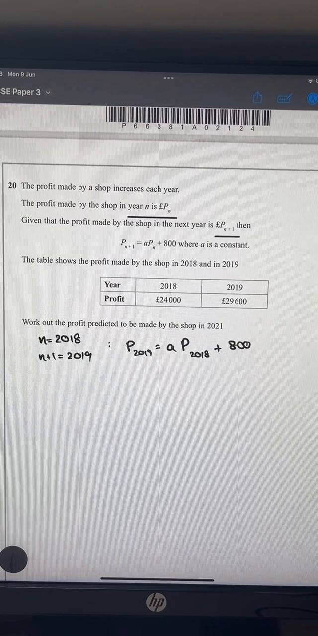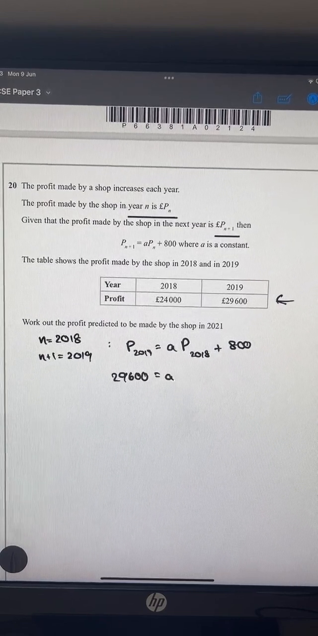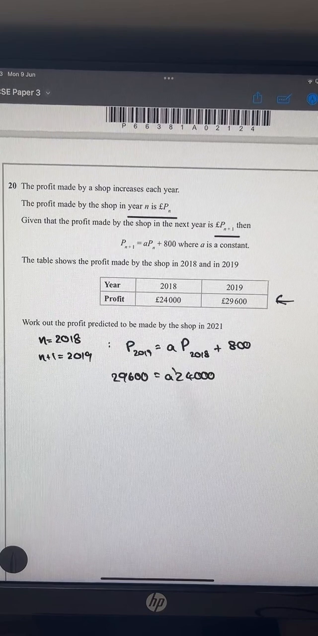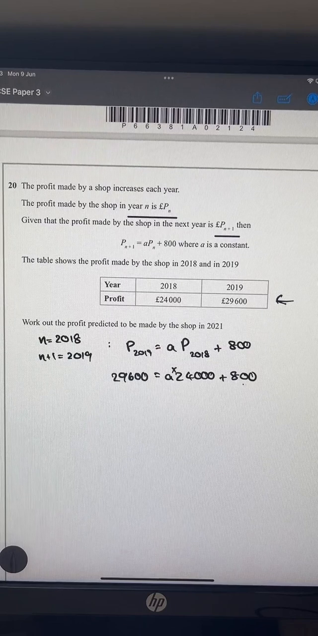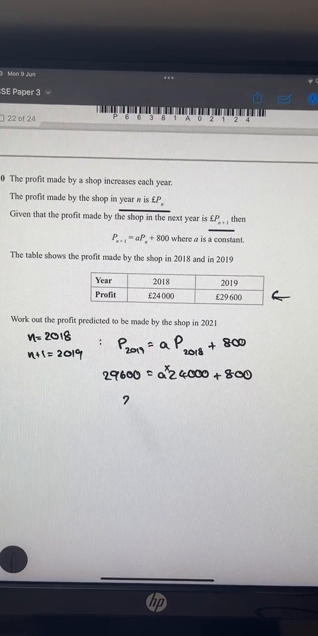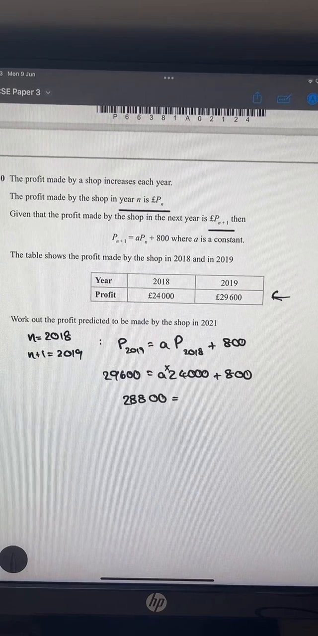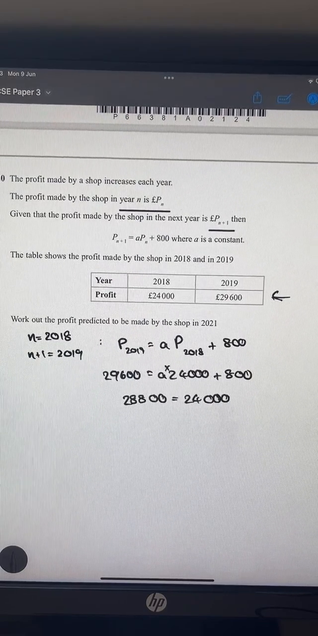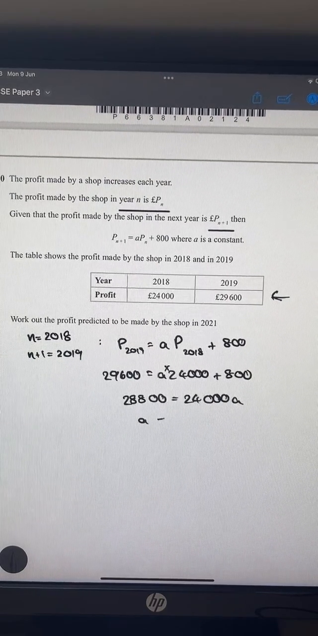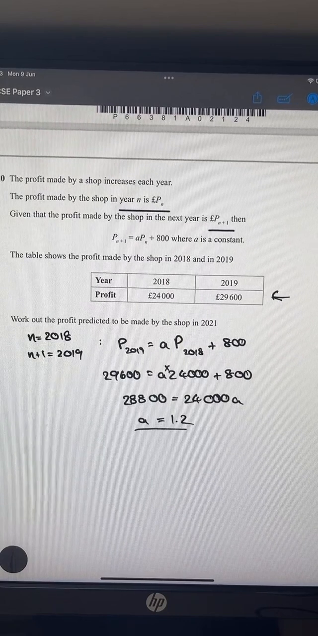All right. I know what those profits are, right? They're given to me right there. So I'm just going to plug those in. 29,600 equals A times 24,000, and excuse the obnoxious way of writing that, let's put a times in there, plus 800. All I have to do is solve this equation. Quite nice so far. So if I subtract 800 from both sides, I would get 28,800 is equal to A times 24,000. And I just divide through. So A is 1.2, bam, first thing done.